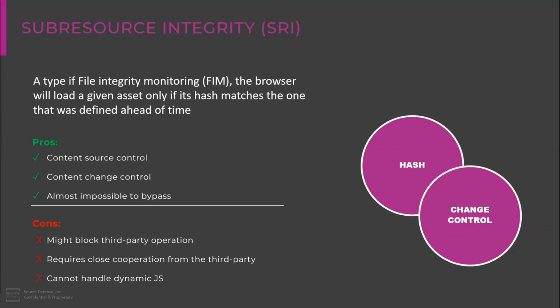So SRI has very good source control, very good change control. It is nearly impossible to bypass because any change to the code will provide a different hash versus the fingerprint that we have on file. They will not match. SRI may block third-party operation.